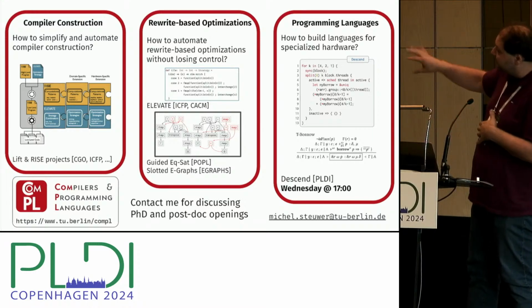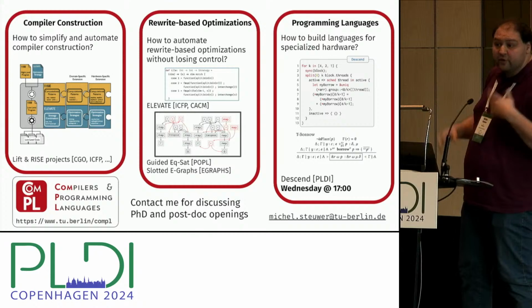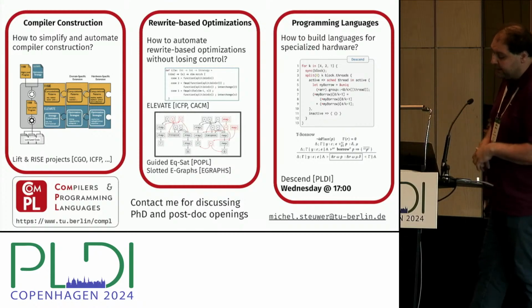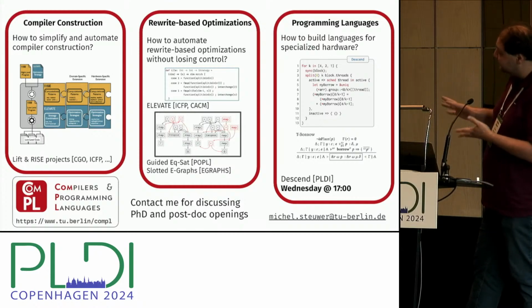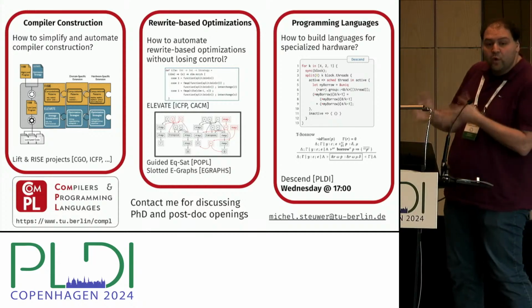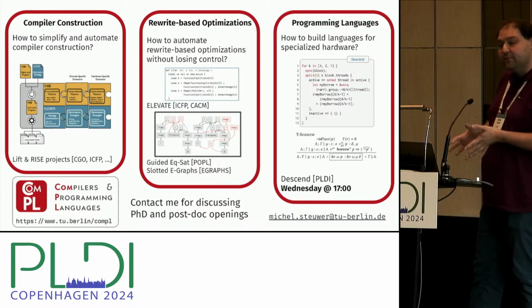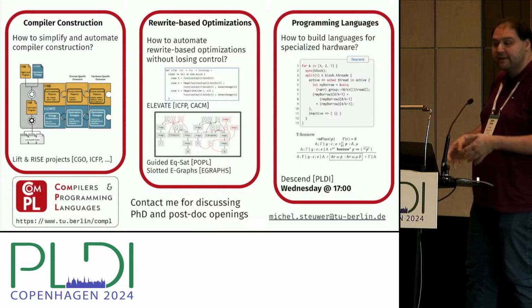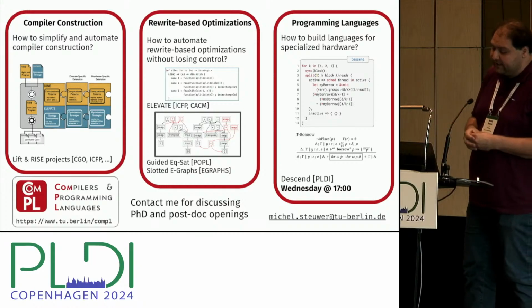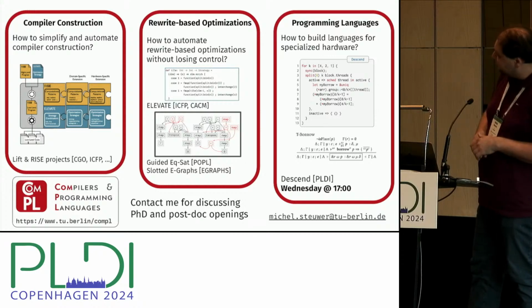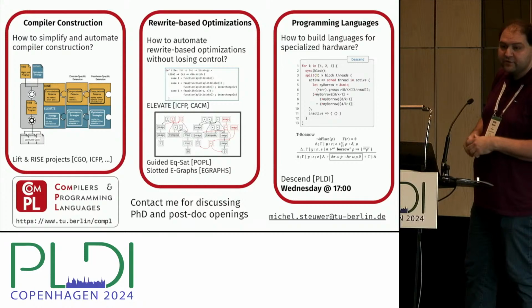And we are doing currently quite a bit of work on a topic called equality saturation, which is a kind of exciting theme. And then we do work in programming languages, particularly for these specialized hardware devices, so stuff like GPUs and even weirder architectures. And Bastian, one of my students, will present this week this language called Descent, which is a Rust-like GPU programming language.